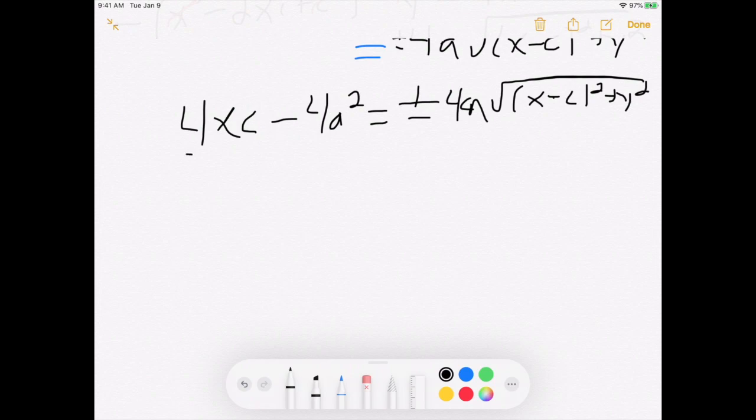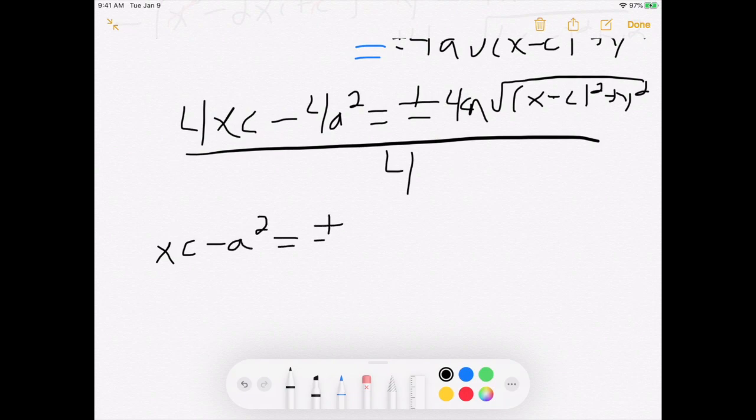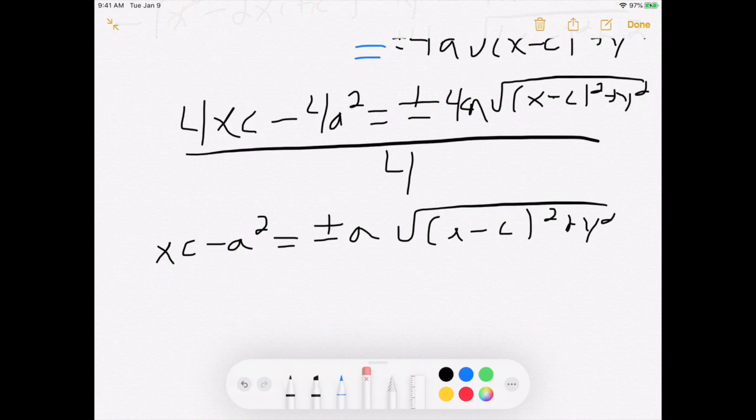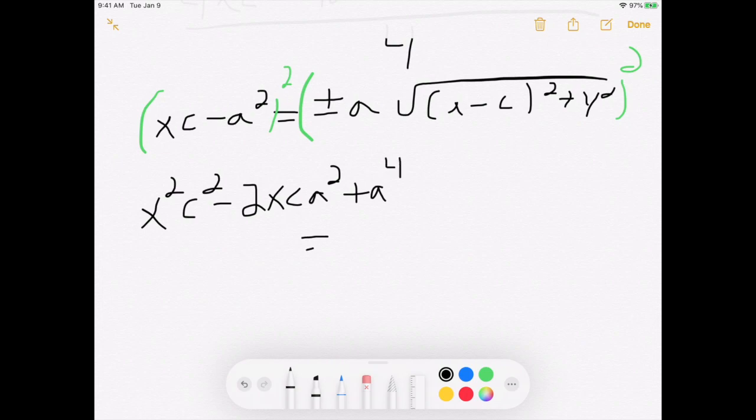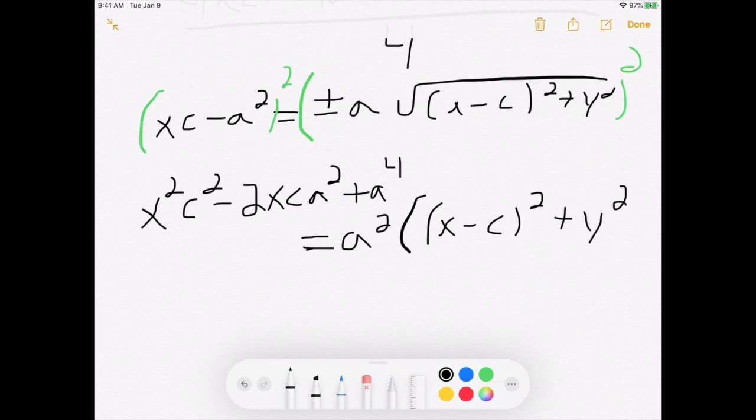So again, I notice everything is divisible by 4, so I'm going to divide by 4, and that's xc minus a squared equals plus or minus a square root term, x minus c squared plus y squared. And finally, I've gotten to a place where I can square both sides. So on the left-hand side, I'm going to get an x squared c squared minus 2xc a squared plus a to the 4th. On the right-hand side, I'm going to get an a squared, right, because the plus or minus is again going to just become a positive, which is great. We don't really want a plus or minus in our final answer. And I'm going to have my x minus c squared plus y squared.